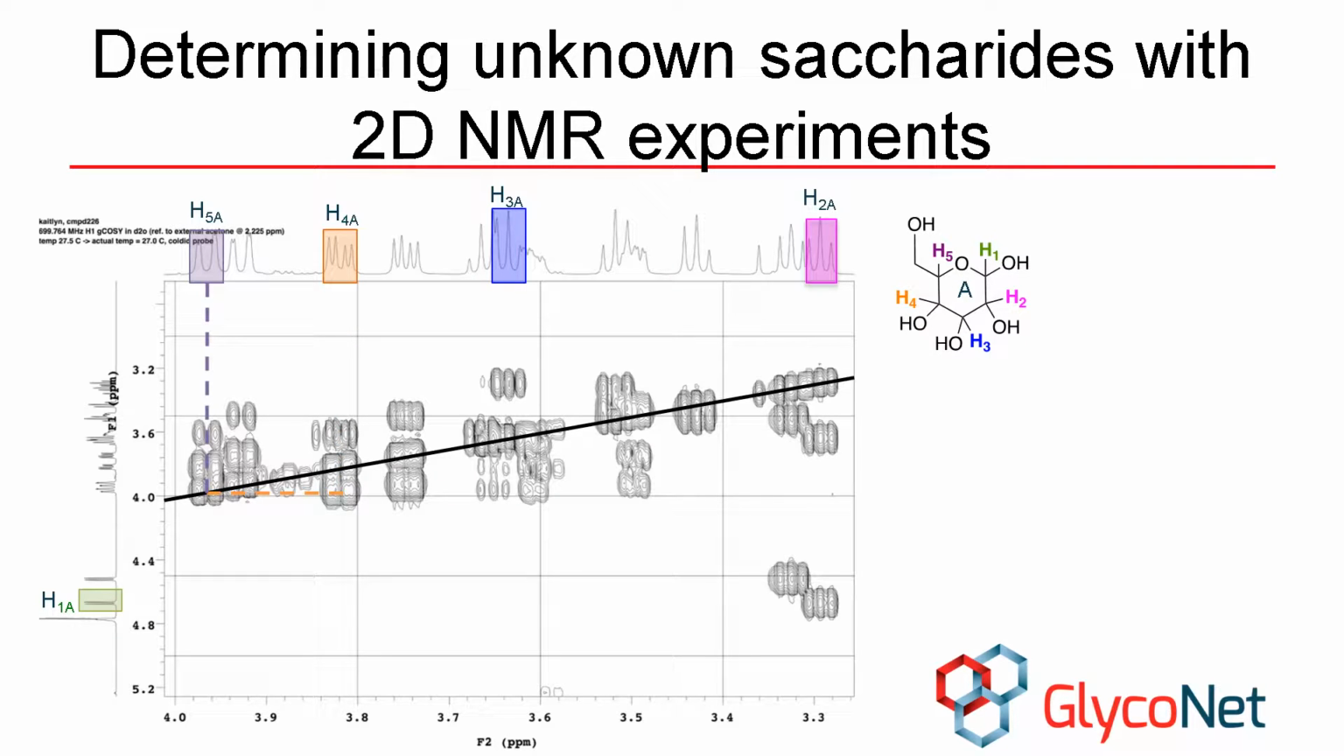Looking at the vertical of H5A, a second cross peak is observed, and by following the horizontal to where it intersects the diagonal, proton H6A1 can be identified at 3.62 parts per million. In the same manner that H6A1 was identified, H6A2 can be identified at 3.66 parts per million.